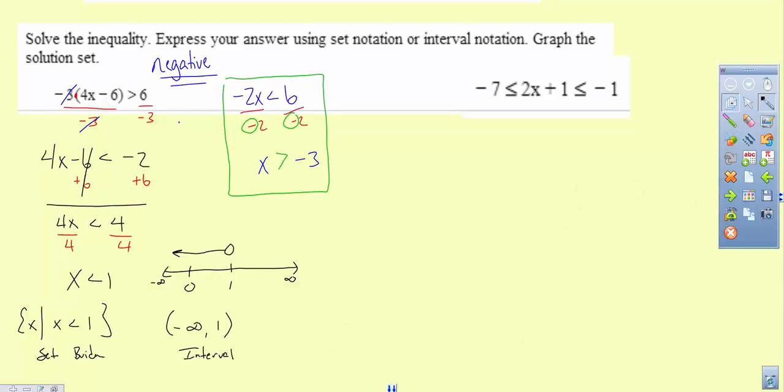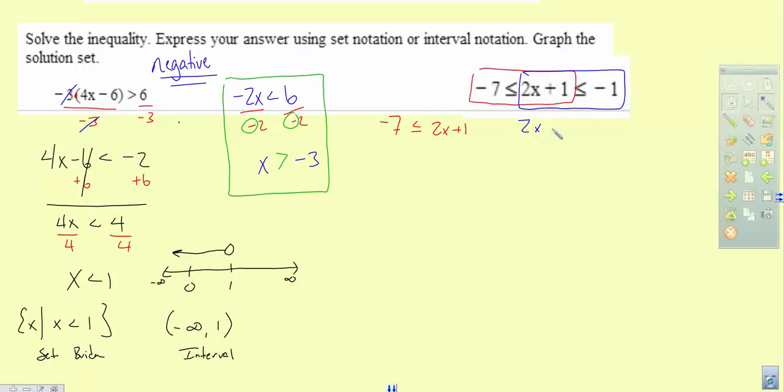Alright, moving along to the next problem. Don't write this down necessarily in your steps, because I'm just trying to do an explanation. We have two inequalities here. Our first inequality is negative 7 is less than 2x plus 1. And our second inequality is 2x plus 1 is less than or equal to negative 1. So we have two inequalities in this problem.